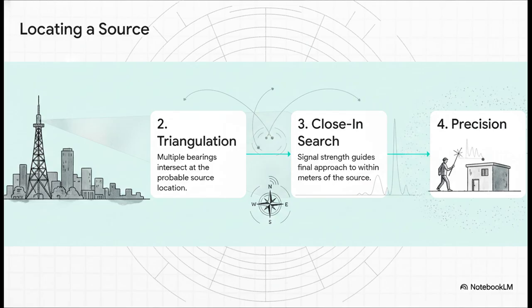This all fits into a proven 4-step process for hunting down a source. You start with a coarse location from that very first bearing, then you triangulate to get a much more probable location. After that, you move into what's called a close-in search. Now for this explainer, we're really focusing on these first 3 steps. That last one, precision location, that's a whole other beast for another day.